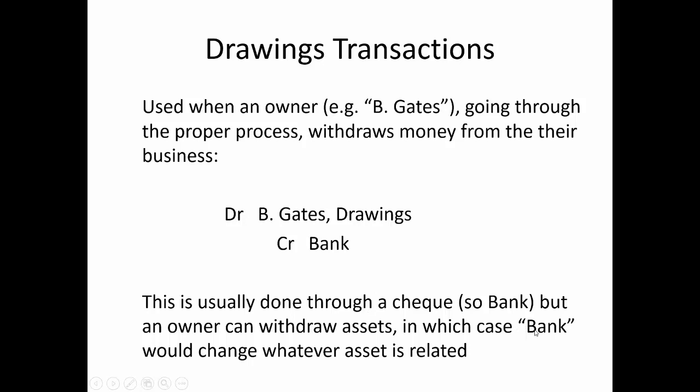The difference would be that instead of using the bank account, it would change to whatever asset was used as payment to the owner. So if the owner wanted to take out $100 worth of office supplies, they're more than welcome to do that. What would change is you would still debit B. Gates Drawings, or whoever the owner's name is, and you would credit office supplies instead.